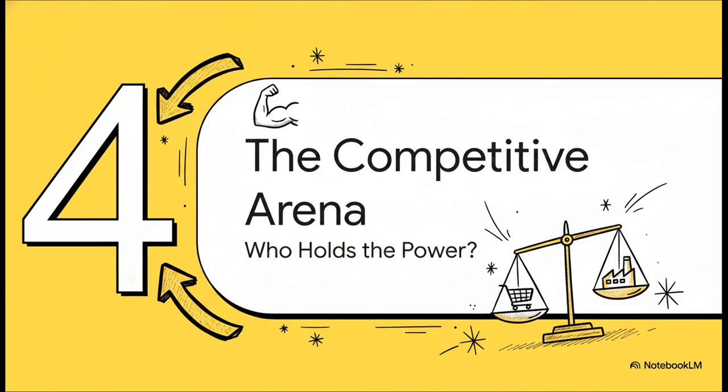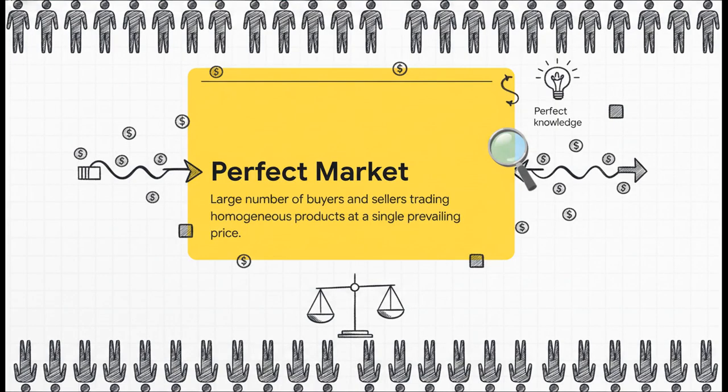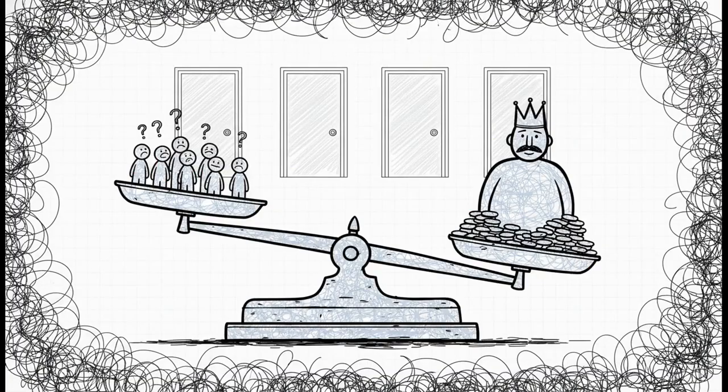Who holds the power? In economic theory, we always start with this idea of a perfect market. Just imagine a massive crowd of identical vendors selling the exact same homogeneous product. Because there are so many buyers and sellers, and because absolutely everyone has perfect market knowledge, no single person can skew the price. So, one single prevailing price dictates the whole thing. It's perfectly balanced. But let's be real, the actual world is almost never perfectly balanced. The reality shifts into what we call imperfect markets.